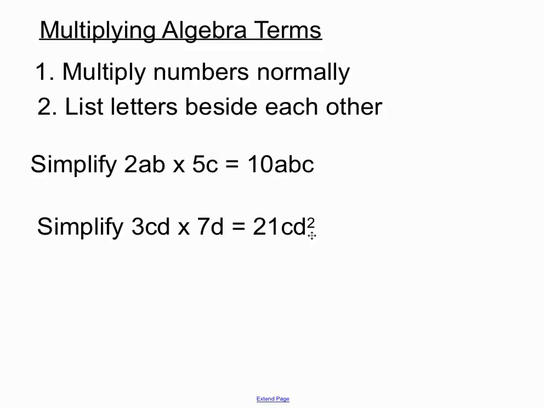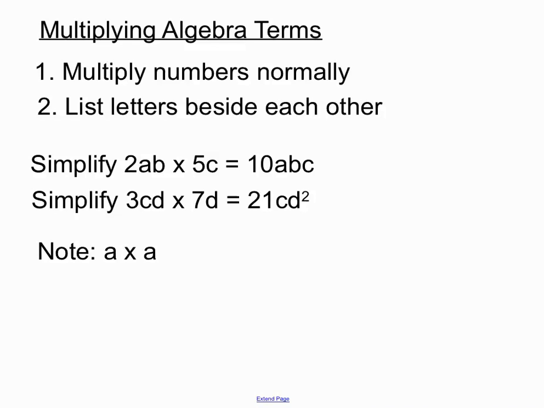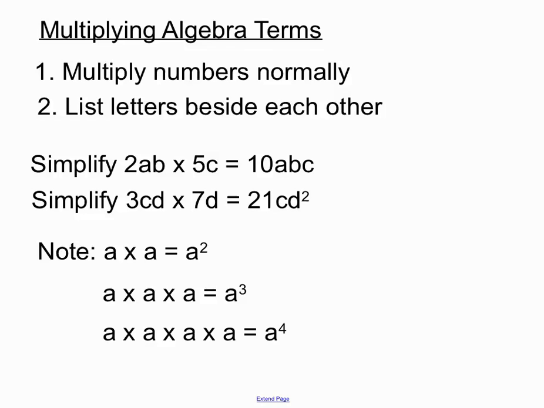I'll show you a bit of a pattern with that, just to clarify that. A times A is A squared, because there are two A's multiplying with themselves. A times A times A, you can probably guess, is A cubed. And when there are four A's multiplying with one another, makes A to the power of 4, we would say. And that continues on. So that's multiplying algebra terms there.